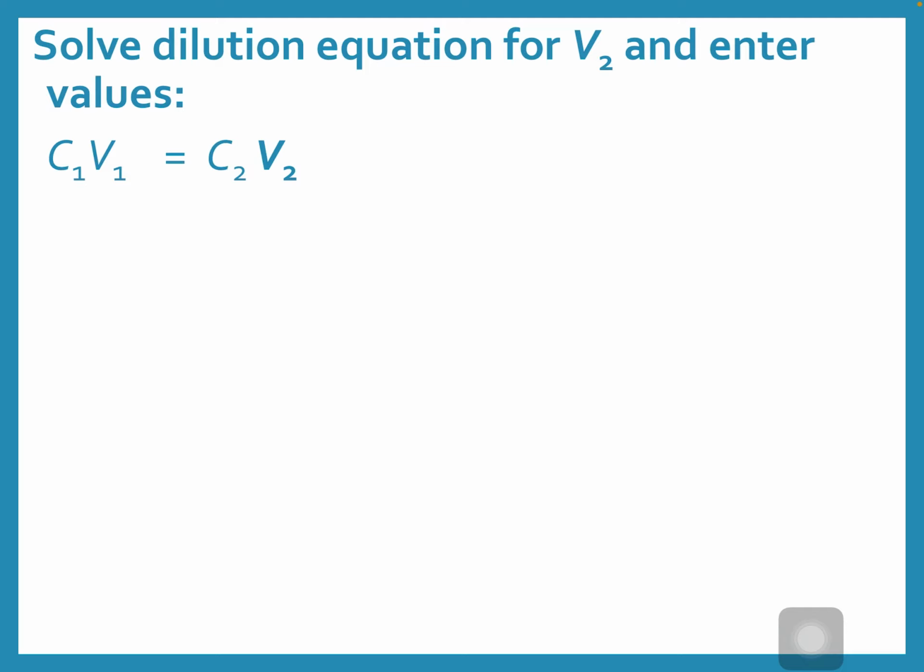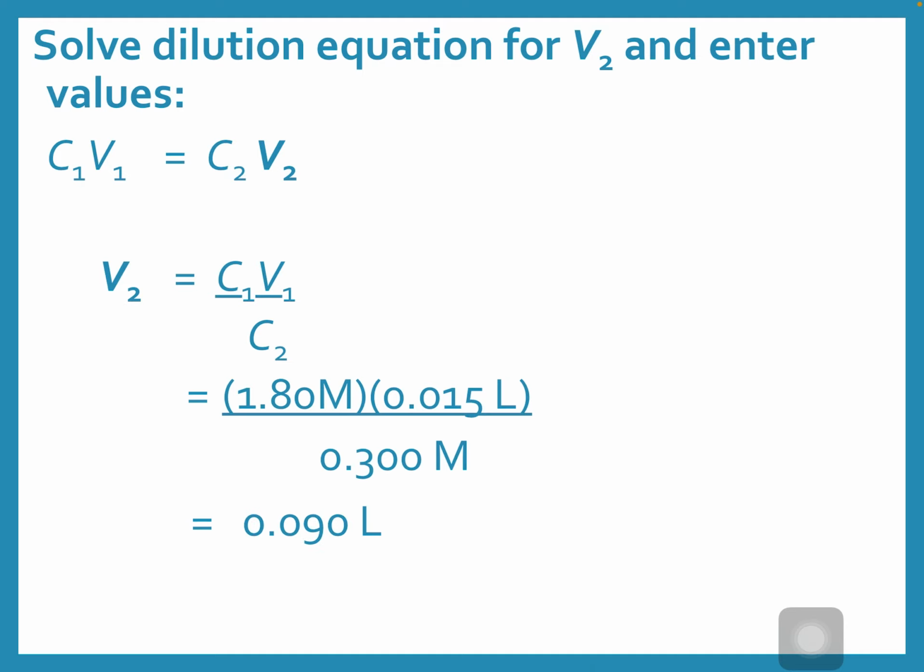So C1 V1 equals C2 V2. I'm looking for V2, so I need to divide by C2 to move it to the other side. So there is my formula. My final volume is initial concentration times initial volume divided by final concentration. So plug in my numbers, and that gives me 0.090 liters. Remember, that is your final volume. That is not the amount of water that was added.